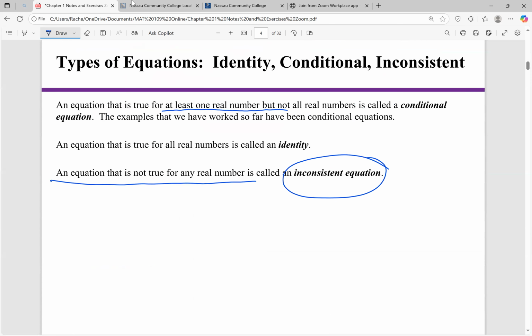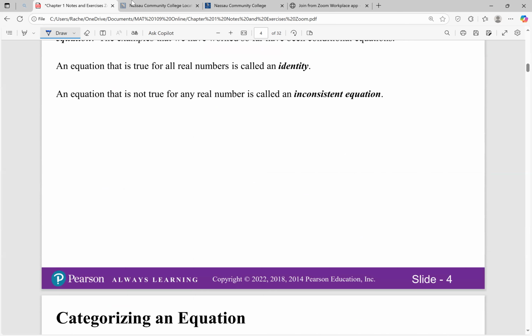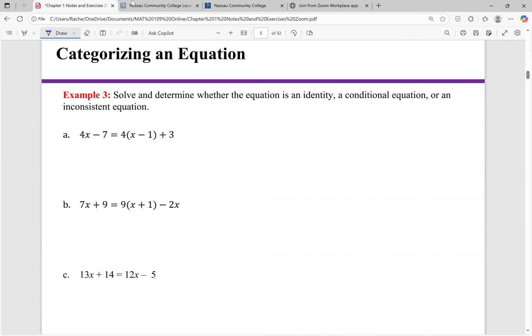And then the other possibility is an identity, an equation that's true for all real numbers. So if we could plug in any real number and the equation checks out, we call that an identity. So let's just do one example of each. So categorizing an equation. Example 3, let's solve and determine whether the equation is considered an identity, a conditional equation, or inconsistent. And this is good practice too, solving an equation.